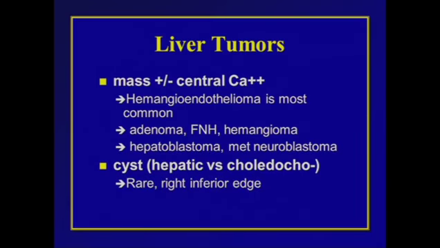Now, liver tumors can be seen in utero. Typically, we see a mass and we'll look for central calcifications, which may help us with the differential. The most common lesion in a fetus would be a hemangioendothelioma, but we can also identify adenomas, focal nodular hyperplasia, hemangiomas, hepatoblastomas, and metastatic tumors. In addition, we can see cysts in the liver. These can be hepatic cysts or choledochocysts, and these are typically at the right lower edge of the liver.